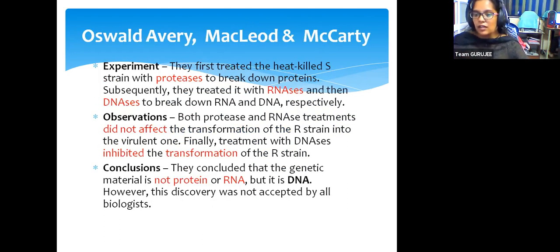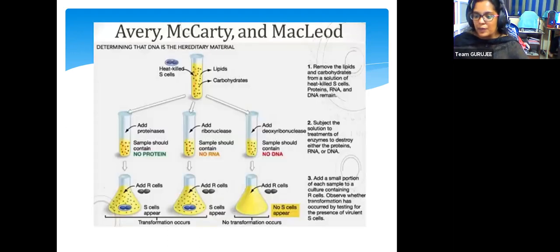Okay, so this is the second experiment, the Avery, MacLeod and McCarty experiment. So what he did is, he took the heat-killed S strains. He took the S strains of Streptococcus pneumoniae and treated them with heat. Then he took the heat-treated S cells in a test tube. Then in the second step, he divided it into 3 equal parts.